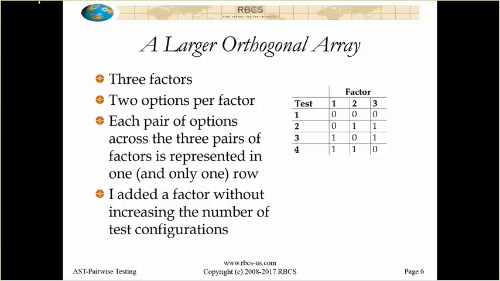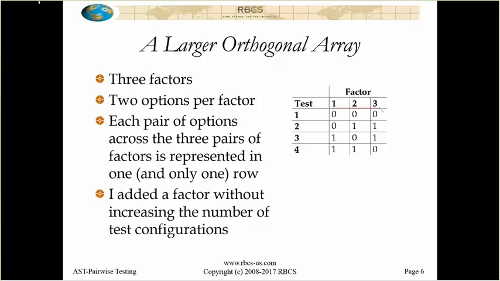Okay. So now we have three factors in this particular table. So factors 1, 2, and 3 are shown here at the top. And each factor has two options, 0 and 1 again. All possible pairs of options are shown across all possible pairs of factors.